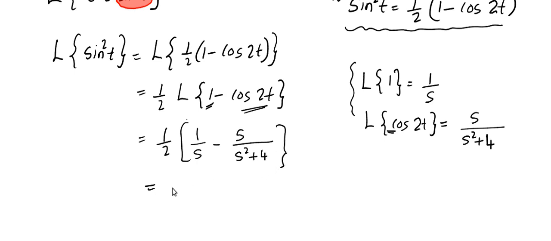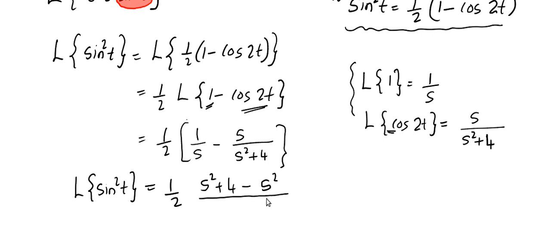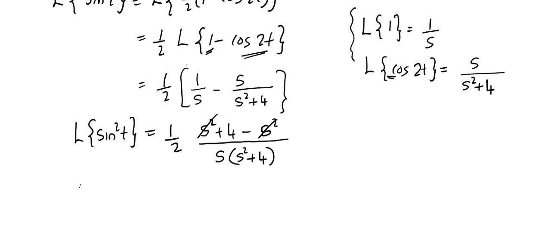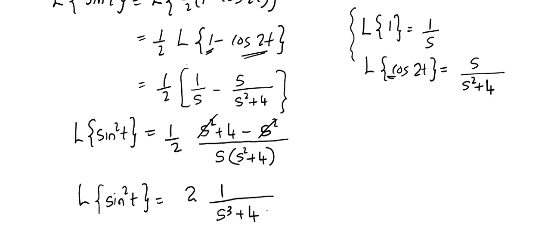Okay, now let's simplify this a little bit. I'll write it very clearly. That is Laplace of sine square t is equal to 1 by 2 into, let's take the LCM. So you get s square plus 4 minus s square, the whole divided by s into s square plus 4. Okay, so we get Laplace of sine square t is equal to, and this will get cancelled, so 2 into 1 by s cube plus 4s.